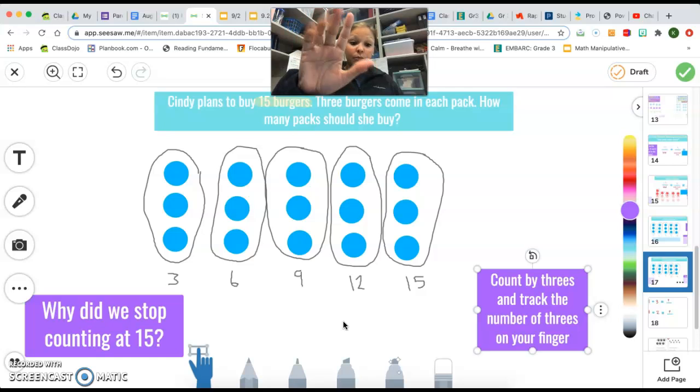Or you could say groups. 1 group of 3 is 3. 2 groups of 3 is 6. 3 groups of 3 is 9. 4 groups of 3 is 12. 5 groups of 3 is 15, just like shown here.